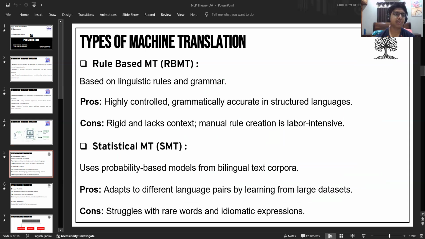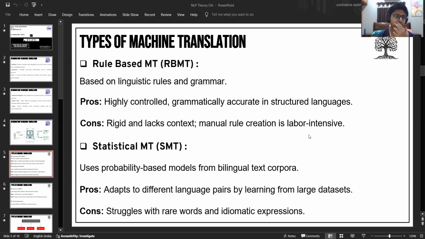So coming to the types of machine translation, there are basically four types of methods, namely rule-based MT, statistical MT, neural MT, and combined hybrid approaches. So first, rule-based machine translation. This method relies on linguistic rules and grammar. The advantage is that it's highly controlled and can produce grammatically accurate results for structured languages. However, it's rigid and lacks context, and creating manual rules can be quite labor intensive. It can be hard to create the rules for the model to work.